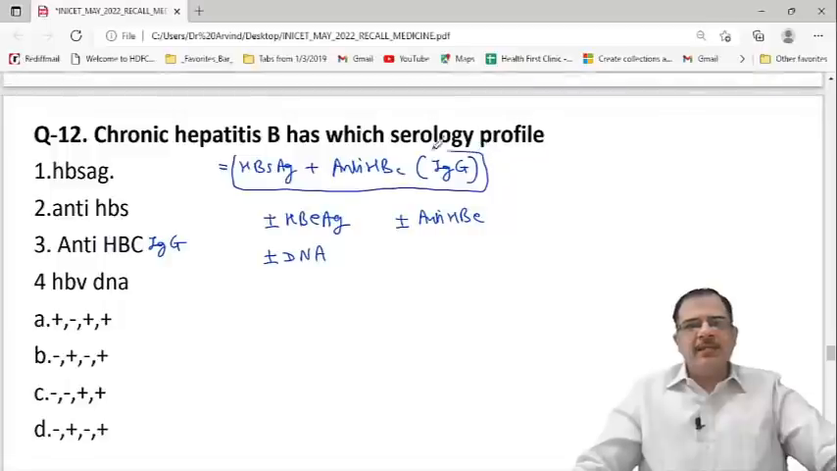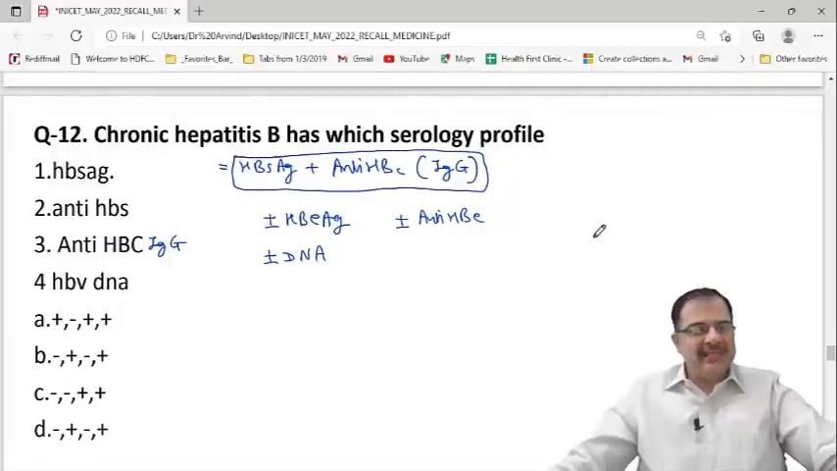Presence of HBs and anti-HBc antibody of IgG class. So in this question, the 4 serological markers are given, and we have to identify in hepatitis B which serological profile will be seen. HBs plus, yes, this is plus given.